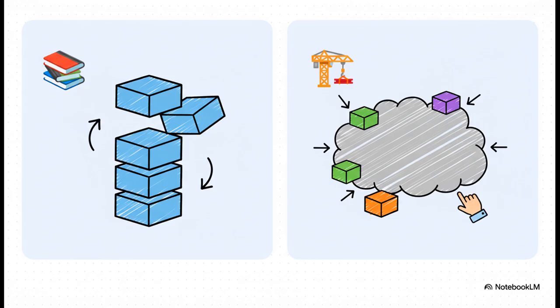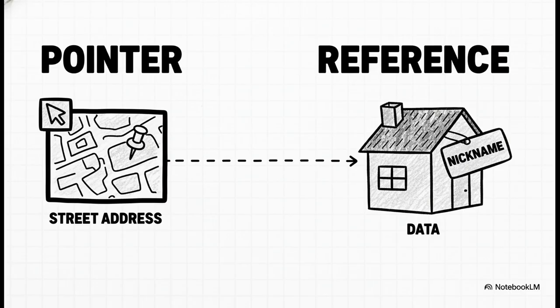Then on the right, you have the heap. This is just a big, flexible pool of memory for data that needs to stick around for a while. But here's the catch. Anything you create on the heap, you are responsible for cleaning it up yourself. Now, to manage all this data floating around in memory, we need ways to refer to it.